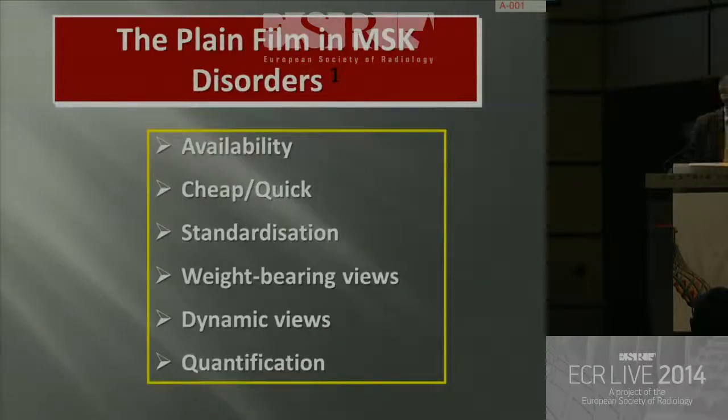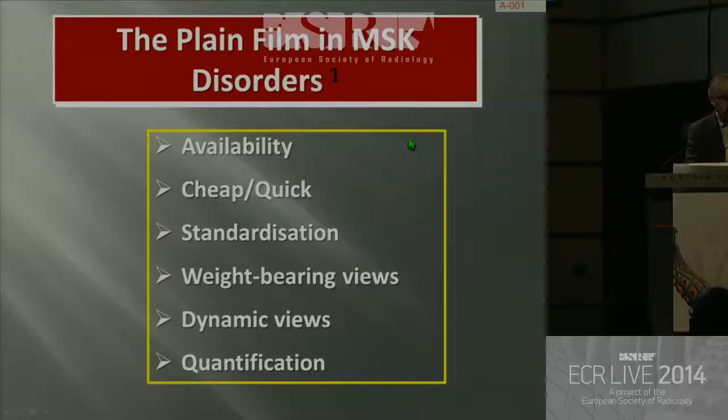So if we start with why a plain film anymore, well, they're available. They're easy in every department. You don't need very expensive equipment to do them. And the radiographers are very good at providing the service. So it is the first line of investigation in the majority of situations to do with musculoskeletal diseases. Clearly, in the casualty department, you may go straight to CT in a number of situations, but the plain film is always available, and it's cheap.